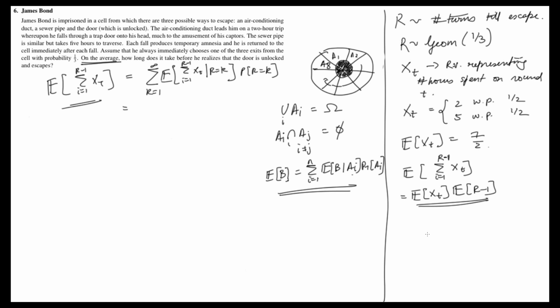which is equal to, now we know that since all the X_i's are independent of R, right, the X_i's don't care about what value R takes, because X_i is just going to be 2 with probability half and 5 with probability half in any given turn that James Bond has not yet escaped. So this is just going to be equal to, how many times are we going to find this?